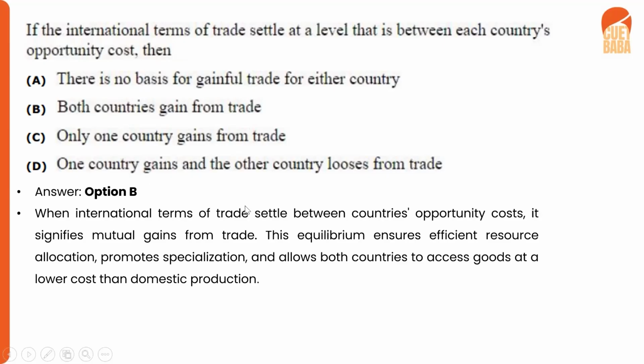When the international terms of trade settle between two countries' opportunity costs, it signifies that mutual gains from trade would be there. So this equilibrium ensures efficient resource allocation, it also promotes specialization, and it allows both countries to access goods at a lower cost than the domestic production that we have. So that's why we can see that whenever the opportunity cost of a country is given, or if the terms of trade are being settled at that level, it means both countries gain from the trade.